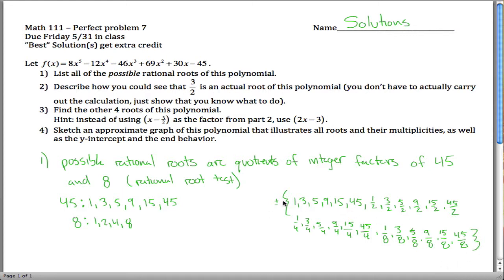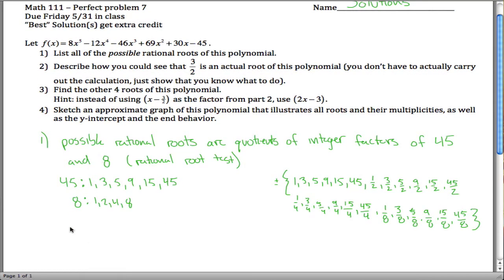So sure, one way you could say it is it's plus or minus this huge list of numbers. They're all possible rational roots. I think there are 24 in here, plus or minus, so 48 numbers that could be rational roots. I didn't want you to test all those, so I told you in number 2 that 3 halves is a root.